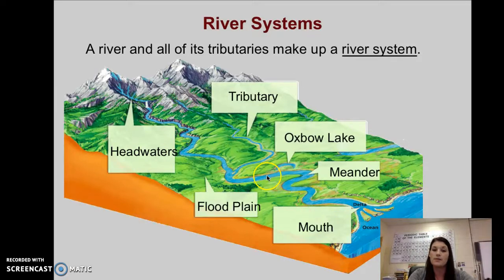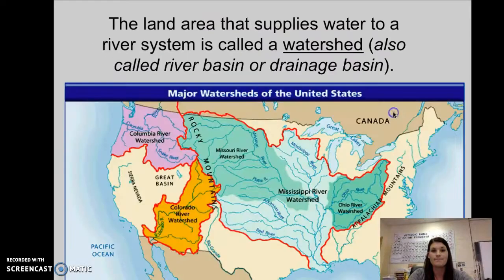And when that happens, this river actually used to meander or flow over here. It has since changed its path and kind of straightened out a little bit, but it left behind this little area that's holding water, and that's called an oxbow lake. So that is a river system.